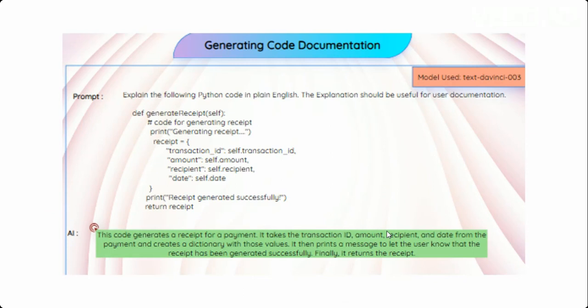And then generating code documentation also we can do. For example, you have given the code as plain Python code, and you want to get user documentation in simple, plain English. So you have given the generate receipt code. It has given a completion like this: this code generates a receipt for a payment. It takes transaction ID, amount, recipient and date from the payment, and creates a dictionary of those values, and then prints a message to the user letting them know that the receipt has been generated successfully, and finally it returns the receipt. So this is the plain description, like code documentation we can create from the code.